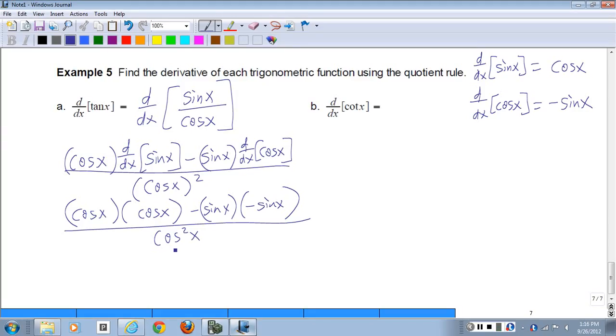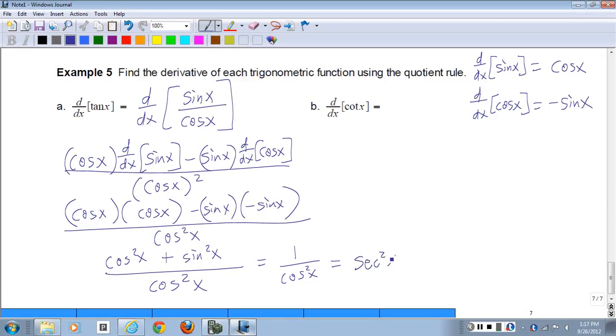So the top's going to be 1? Well, the top is going to be 1. It sure is. Look at that. Cosine squared x plus sine squared x over cosine squared x. And our familiar Pythagorean identity, that is 1 indeed, over cosine squared x. So we can write this in terms of secant. Secant squared x, cosine x and secant x are reciprocals of each other. So 1 over cosine squared x equals secant squared x.